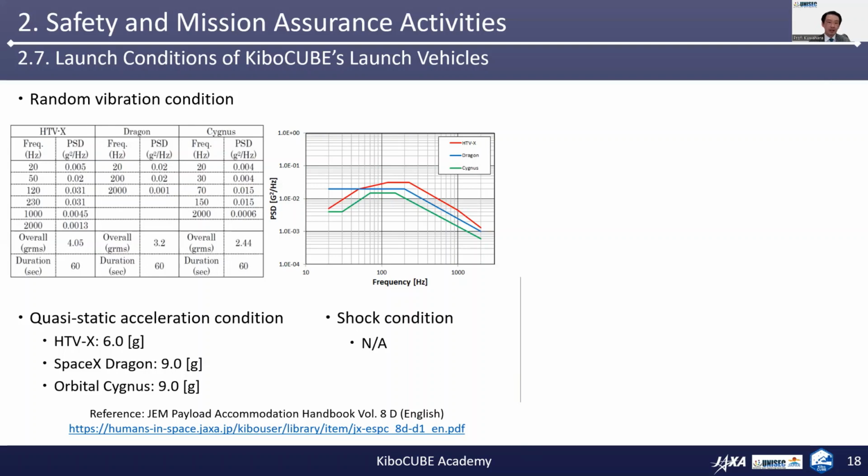The quasi-static acceleration condition differs depending on the vehicle. HTV is the mildest at 6.0G, and the other two vehicles are 9.0G. Detailed information is also available from the reference link below. So please take a close look at them.